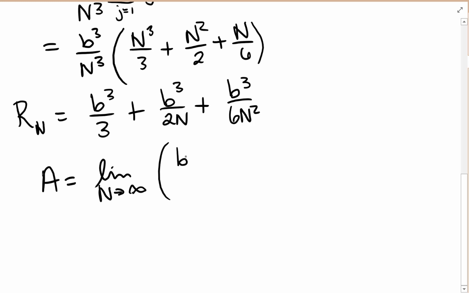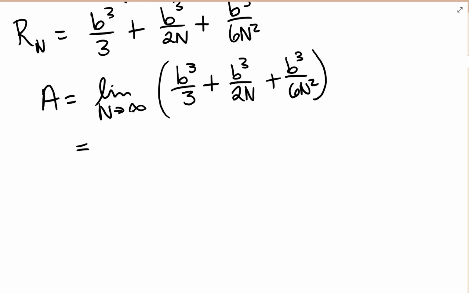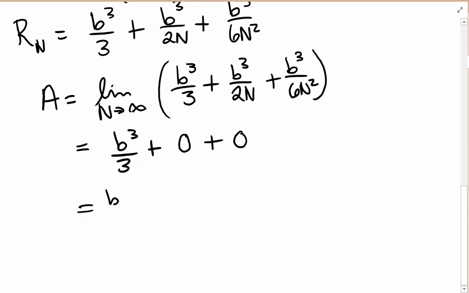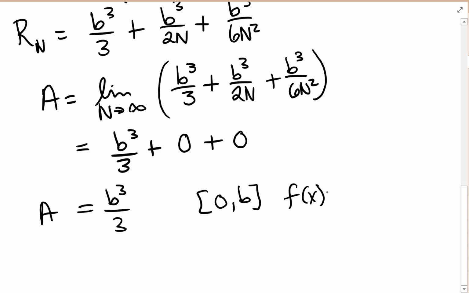Let's, quote, plug in infinity, and when you do, you end up getting numbers or values equivalent to 0, which proves that the area from 0 to b of f of x equals x squared, the area under that curve, will be b cubed over 3.